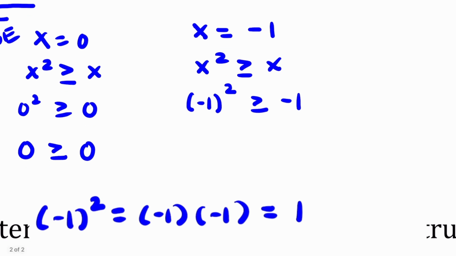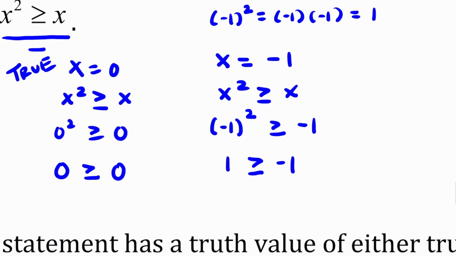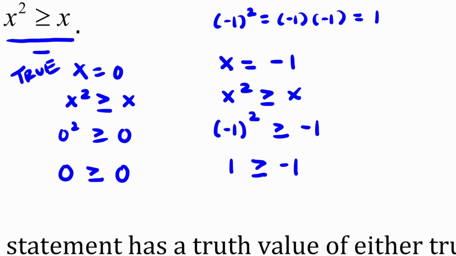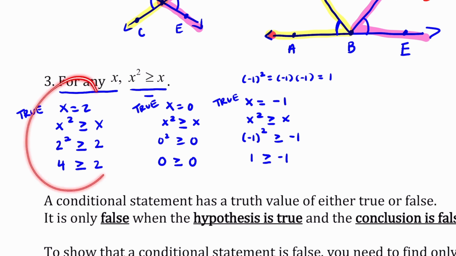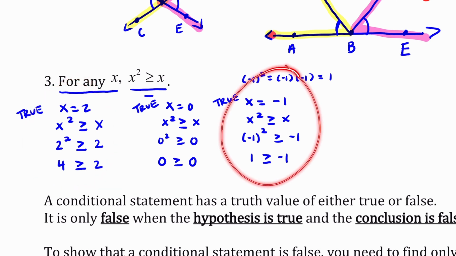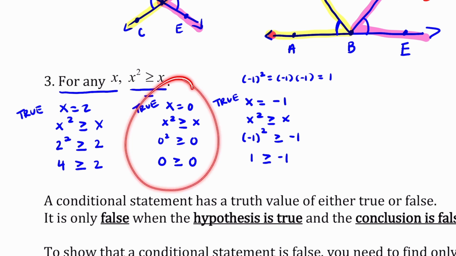So this is going to be 1 is greater than or equal to -1. And is that true? Yes, it is indeed true. 1 is indeed greater than -1. So this example here will make the conjecture true. But again, I need to find that counterexample. So I tried a positive number, I tried a negative number, and I also tried 0, but none of these examples work.